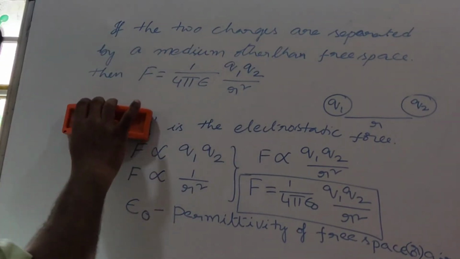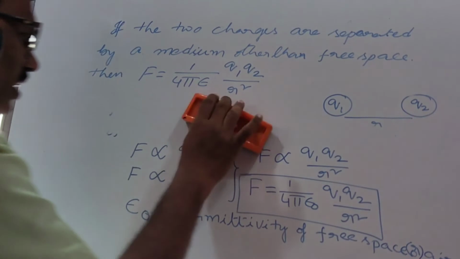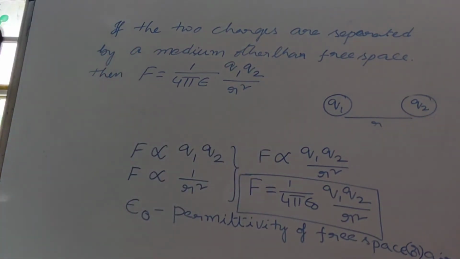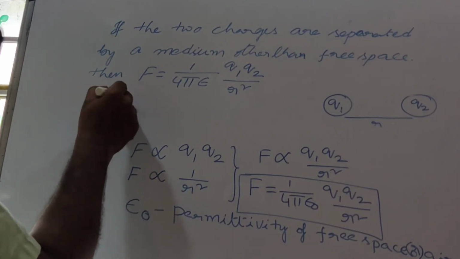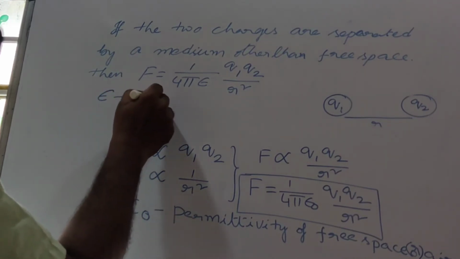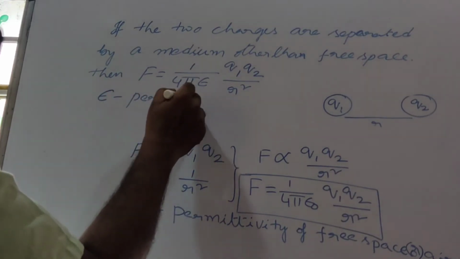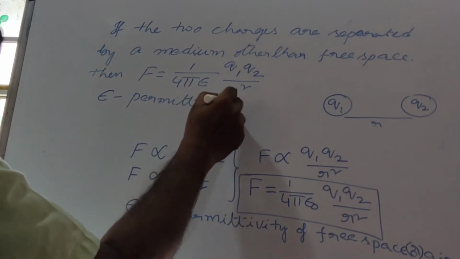Here epsilon is called the permittivity of that medium.